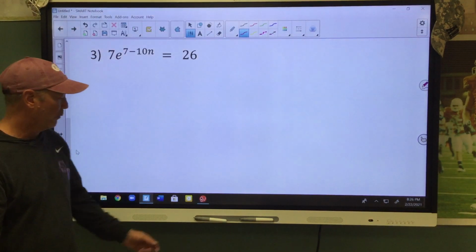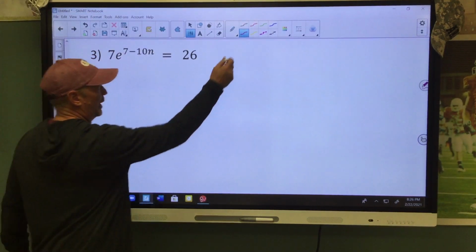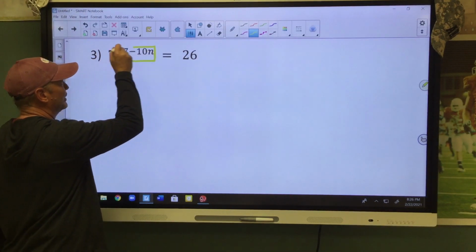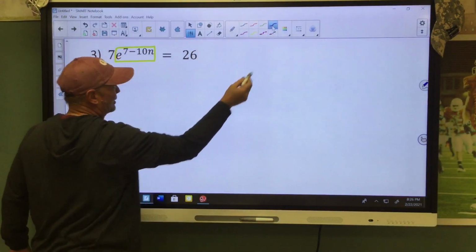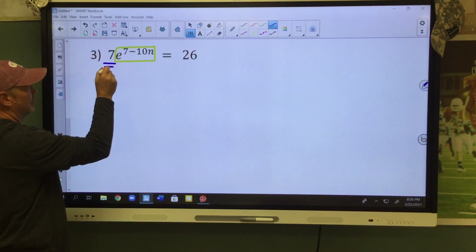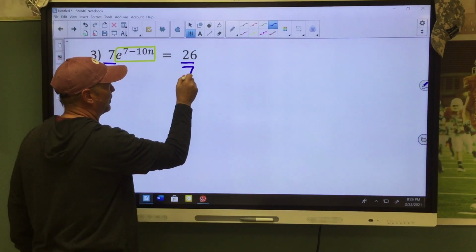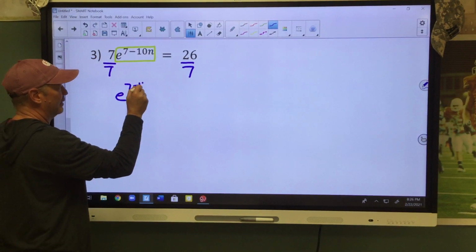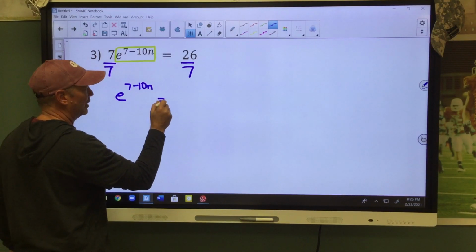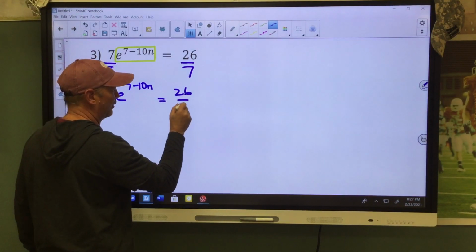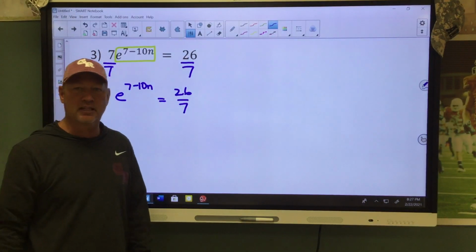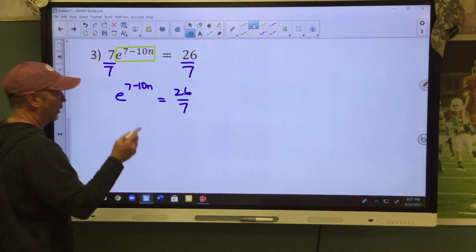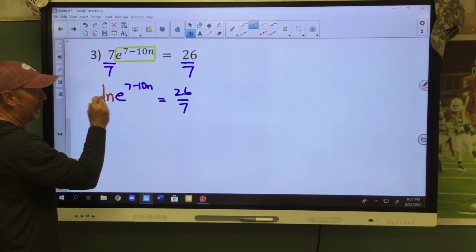All right. So, remember what we asked you to do. We're going to ask that you get the E portion by itself. To do that, we're going to divide by 7. That will leave me with E to the 7 minus 10N equals 26 divided by 7. I don't need to convert that to a decimal just yet. Just leave it, okay? But what we are going to do is take the natural log to make the E go away.